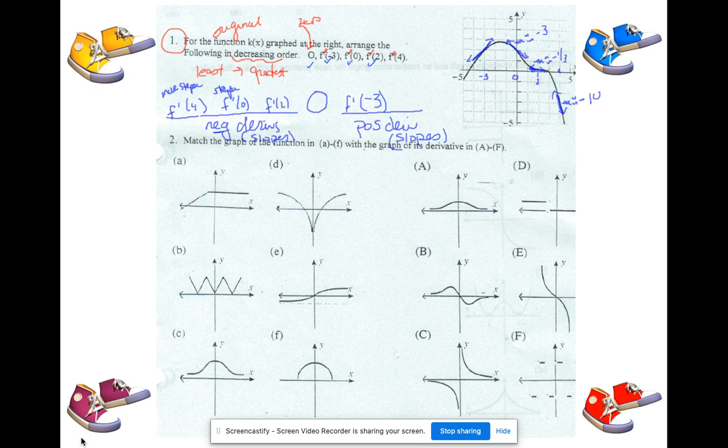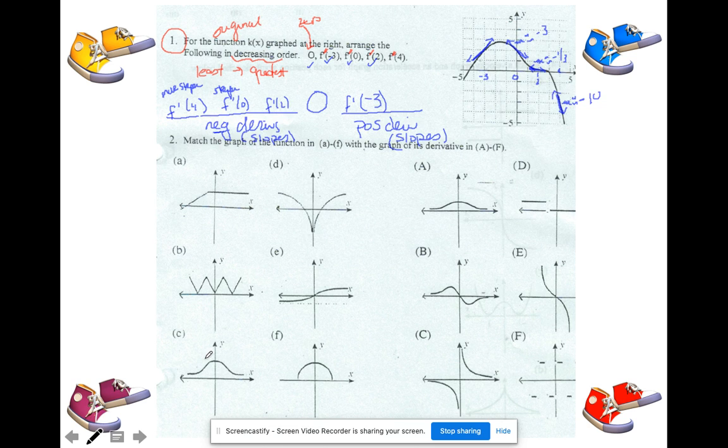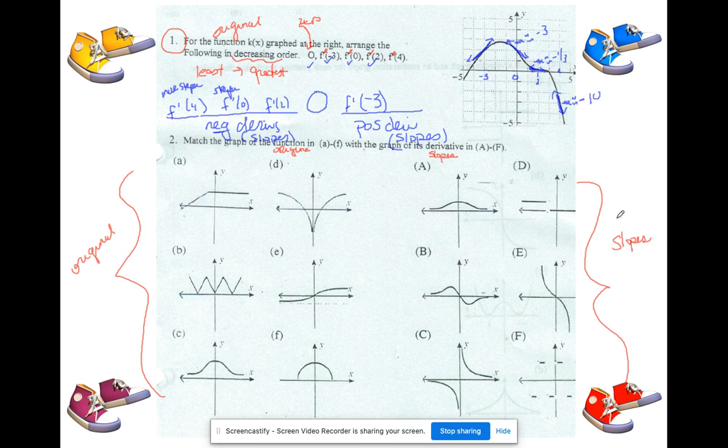All right, let's go to number 2. Match the graphs of the originals, in lowercase, so these are all the originals, with the graph of the derivative. Here is where you think about your handy dandy tangent line maker.